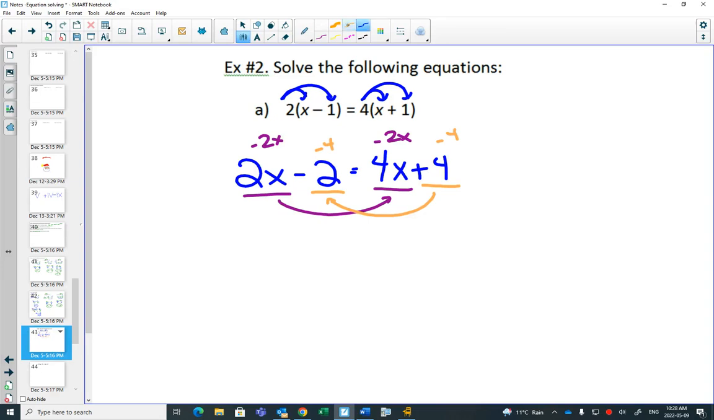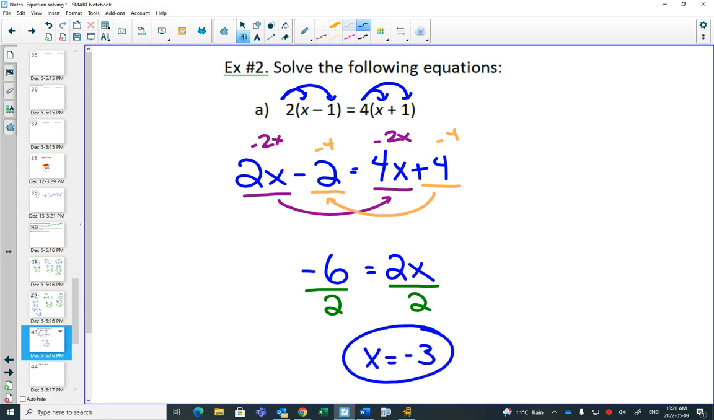What will that give me? On my left side, I'll have my numbers. So it'll be minus 2 minus 4, which gives me minus 6. On my right side, I'm going to have 4x minus 2x, which is 2x. And now what's the opposite of multiplying by 2? Divide both sides by 2, and you will get x is equal to minus 3.